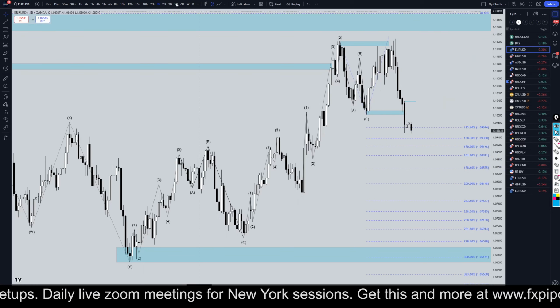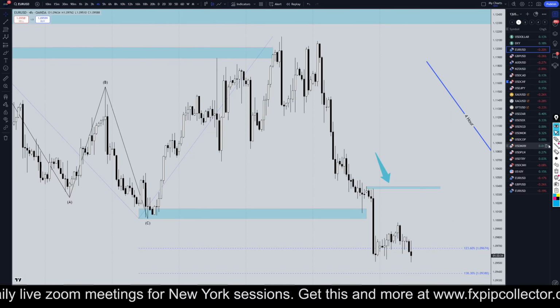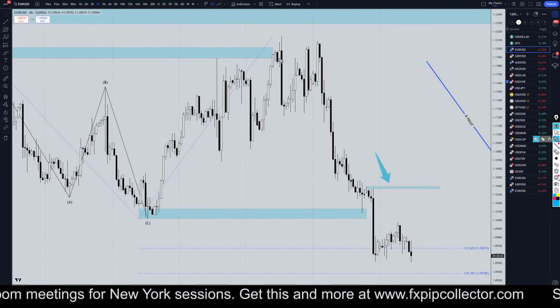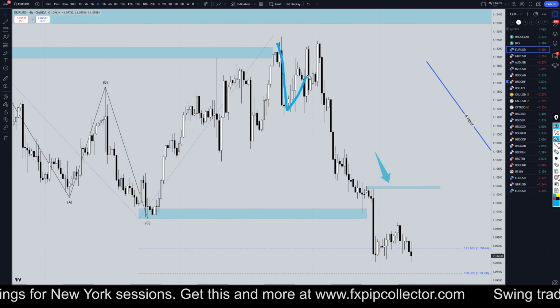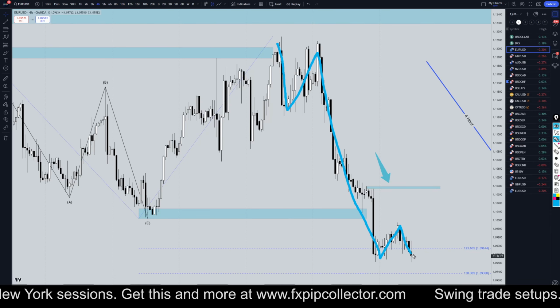So taking it down to the 4-hour time frame. On the 4-hour time frame, it's starting to look like a pretty nice clear pattern. I mean, it looks like 1, 2, 3, 4, and 5.